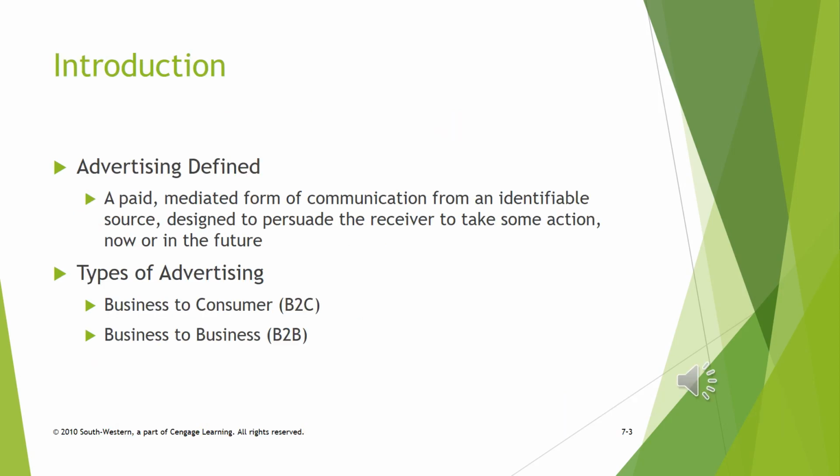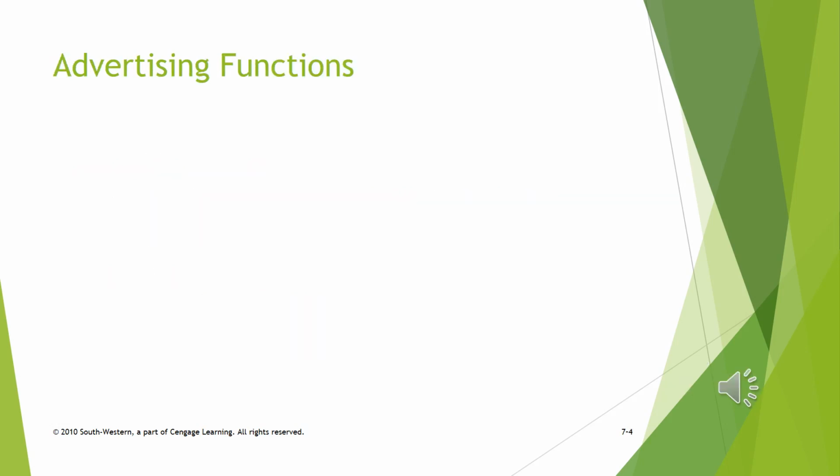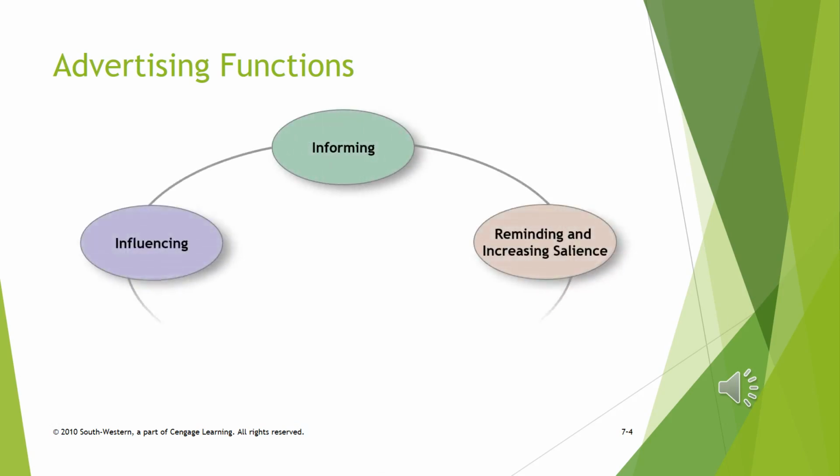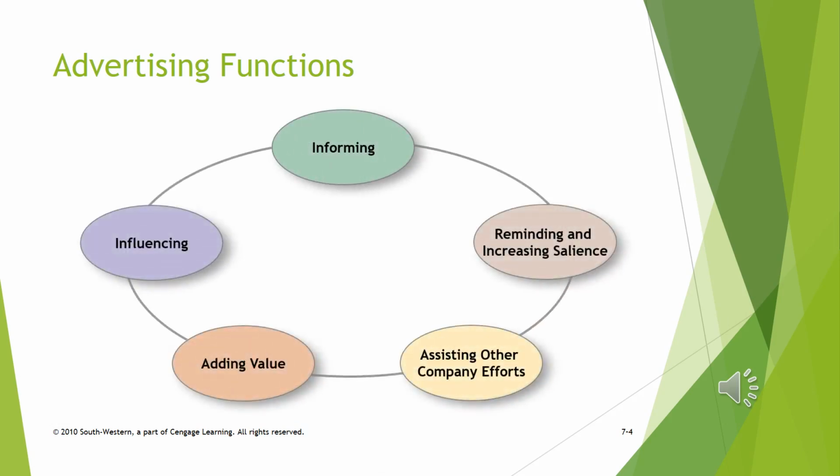Introduction. Advertising defined: a paid, mediated form of communication from an identifiable source, designed to persuade the receiver to take some action, now or in the future. Types of advertising: business to consumer, B2C, and business to business, B2B. There are 5 advertising functions: informing, influencing, adding value, assisting other company efforts, reminding and increasing salience.